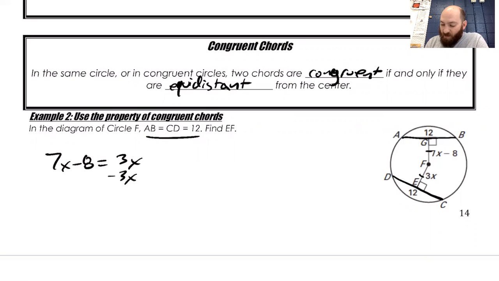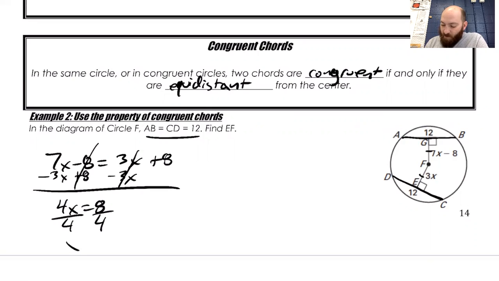I'm going to subtract 3x over, and I'm going to add 8 to this side. So that's gone, that's gone. I get 4x equals 8. Divide by 4, and I get 2.